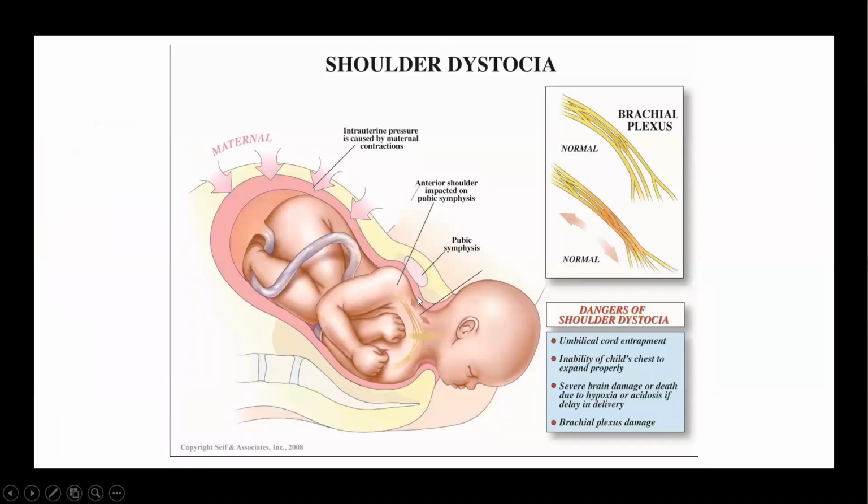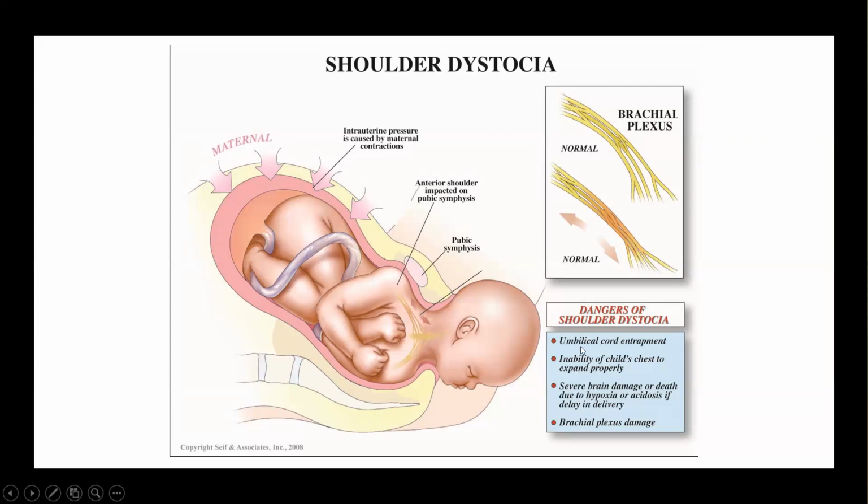Once the shoulder dystocia happens, they have to be very careful not to just wrench this baby out or put a lot of pressure, because there's a very sensitive nerve here. It's called the brachial plexus nerve complex. And if this is damaged, this baby will have permanent damage to this arm, and in some cases it's not functional. So we want to be very careful not to damage this nerve here.